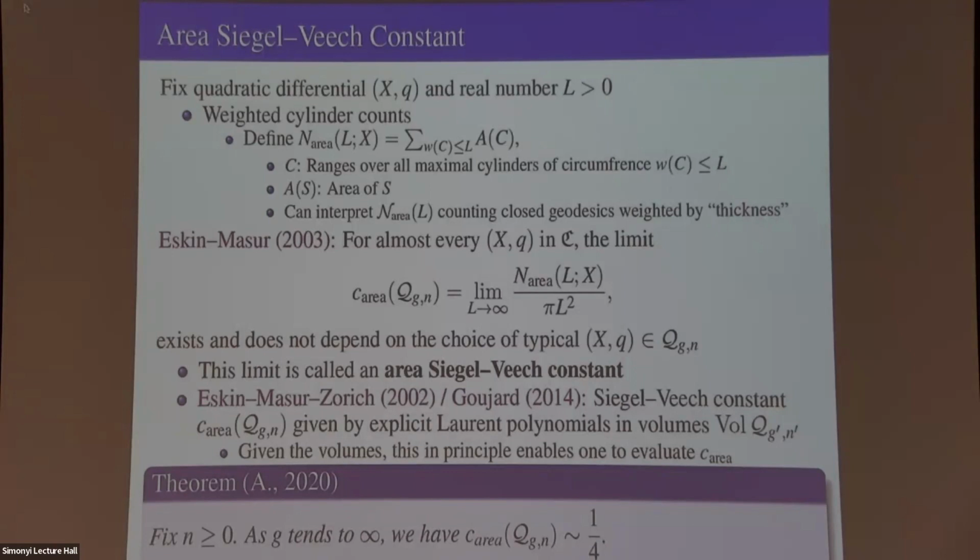Okay, so it's a theorem that goes back to Eskin and Masur back in 2003 that for almost every Xq, so if you think of a typical quadratic differential, then the limit of N_area divided by pi L squared exists, and it doesn't depend on your choice of Xq, as long as your choice is generic in a sense.